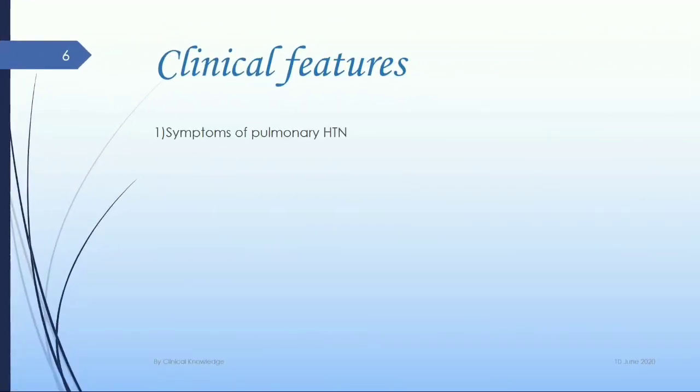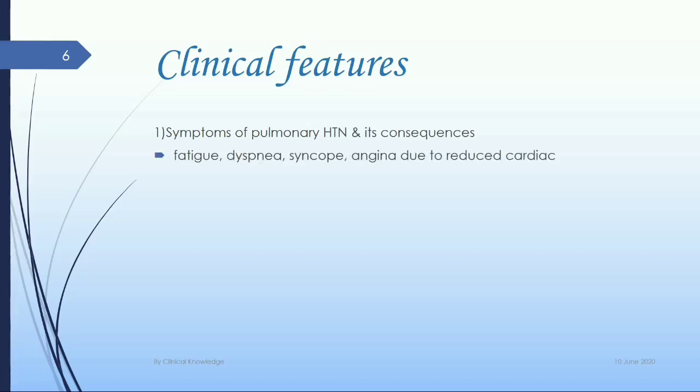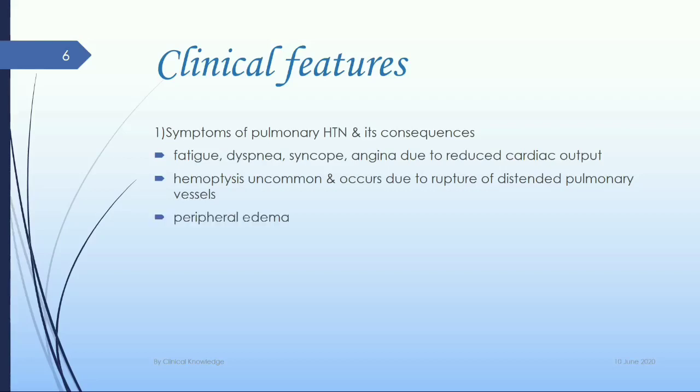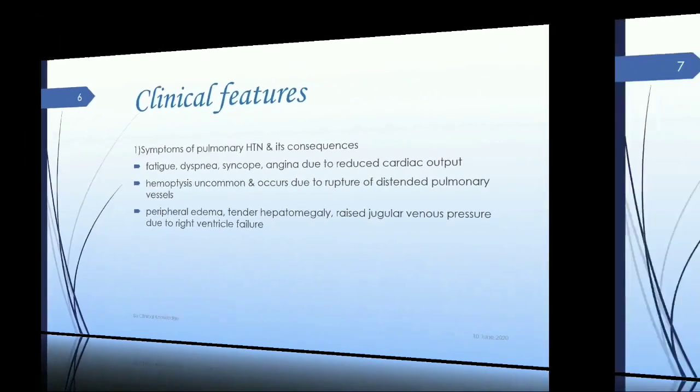Clinical features: symptoms of pulmonary hypertension and its consequences: fatigue, dyspnea, syncope, angina due to reduced cardiac output. Hemoptysis is uncommon and occurs due to rupture of distended pulmonary vessels. Peripheral edema, tender hepatomegaly, and raised jugular venous pressure due to right ventricular failure.